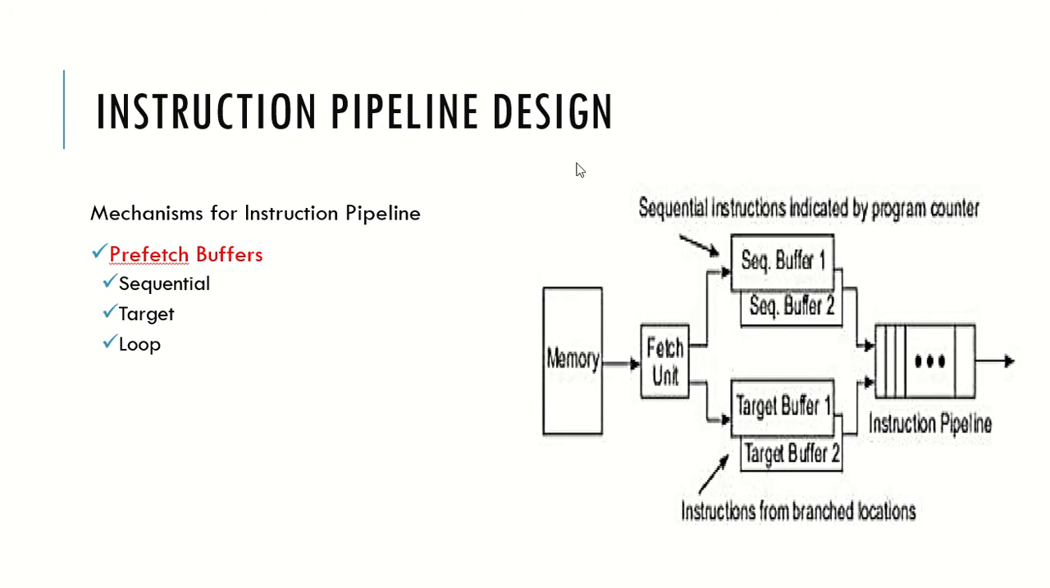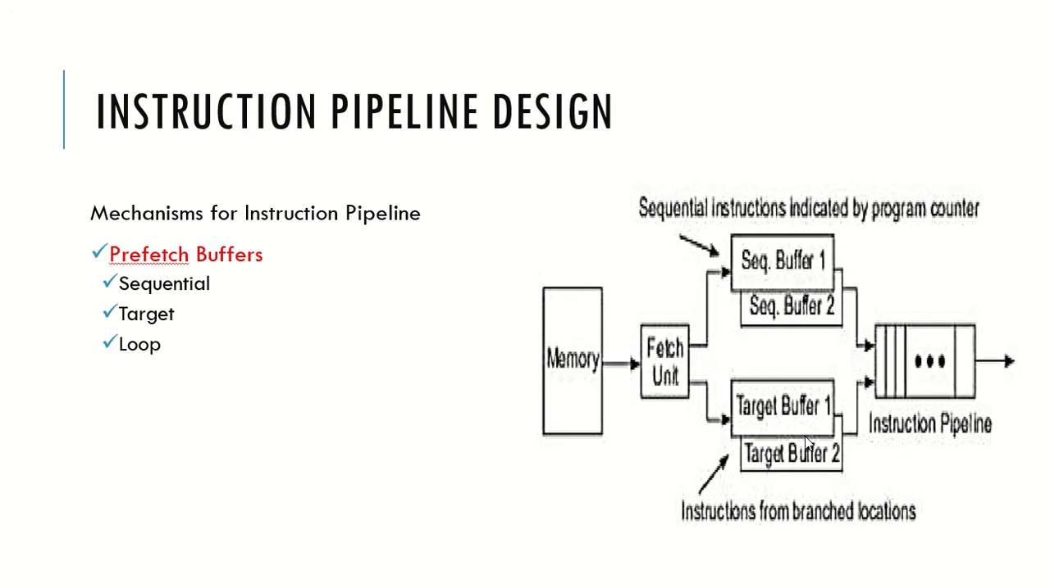So this is a pictorial representation. Here you can see the sequential buffer. There are 2 buffers, and they are going to contain the sequential instructions which are indicated by the program counter. So you have the program counter. Based on the program counter, you can fetch the next instruction, and those will be stored inside the sequential buffer. Talking about the target buffer, you will have contents in the target buffer when you have some instructions that result in a branch. Then the corresponding details will be entered into the target buffer.